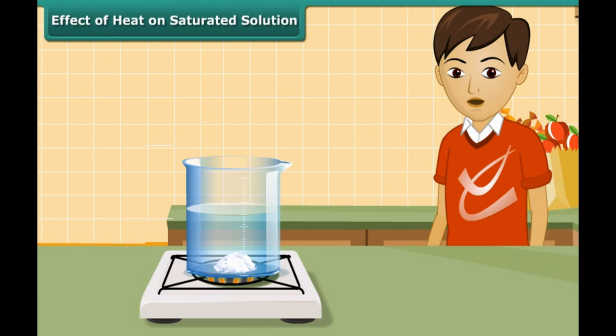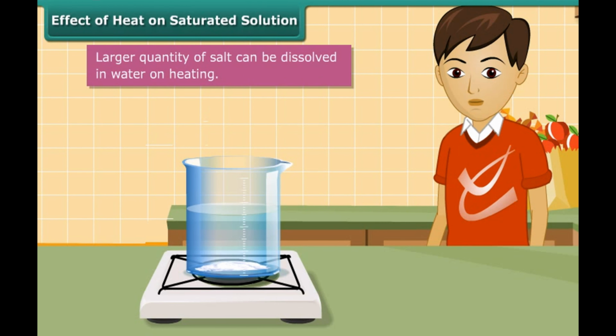What happens to the undissolved salt at the bottom of the beaker? Yes, it starts dissolving in the solution. Let this hot solution cool. Does the salt reappear to settle at the bottom of the beaker again? Yes, it does. Students, this activity shows that you can dissolve a large quantity of salt in water by heating.